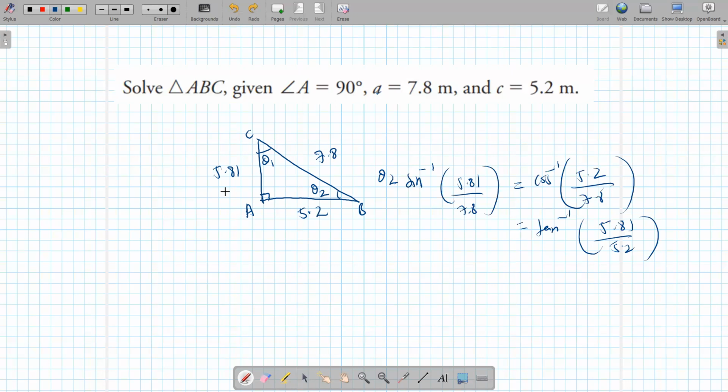What am I going to use? I'm going to use cosine. You can use anything. 5.2 divided by 7.8. That angle there is 48 degrees.